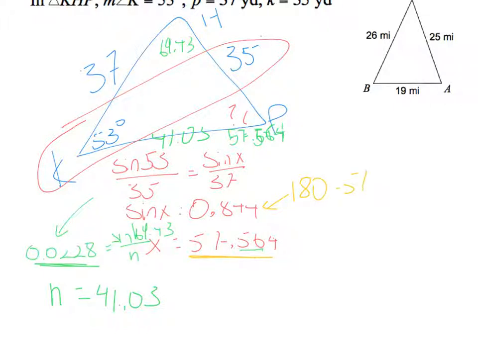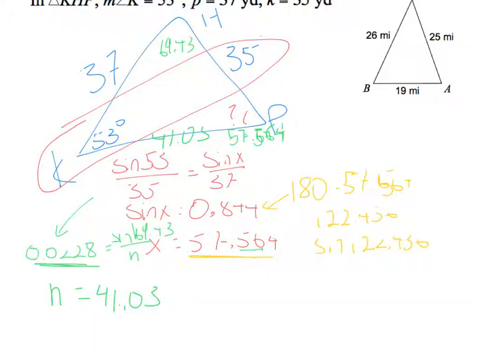minus 57.564. And if I do that, so 180 minus 57.564, we get 122.436. And just to verify, if you do sine of 122.436, you get 0.84399, so the same value we had, more or less, for the sine of 57.